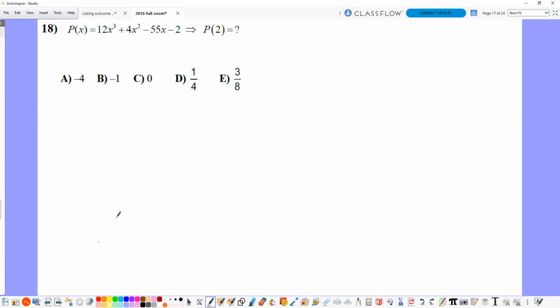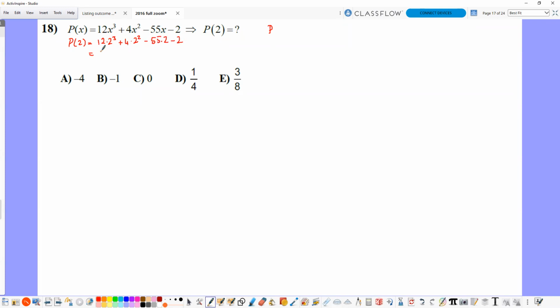Here, this is a polynomial question, and in polynomial questions, ladies and gentlemen, 12x cubed plus 4x squared minus 55x minus 2, you are only substituting the values, nothing more. So if you are looking for P(2), let me write here, this is going to be 12 times 2 cubed plus 4 times 2 squared minus 55 times 2 minus 2.